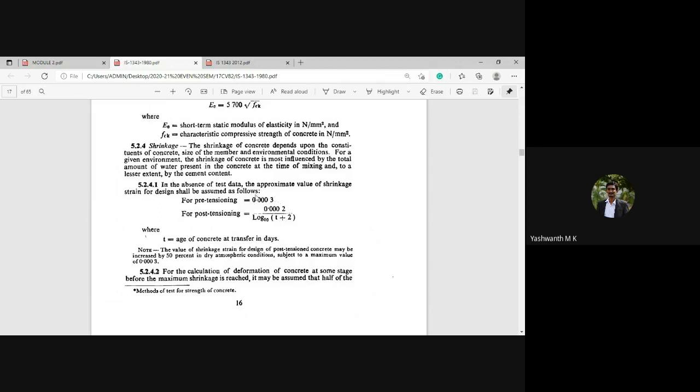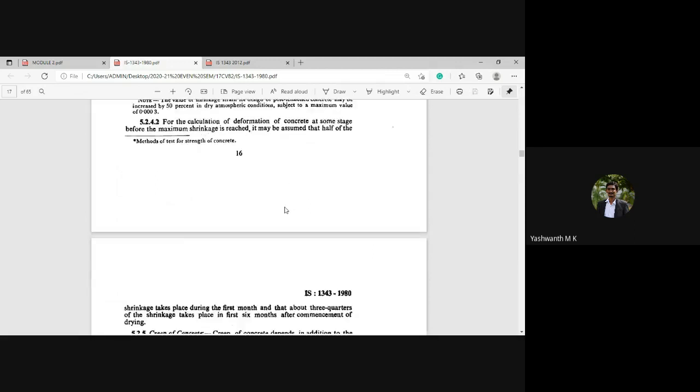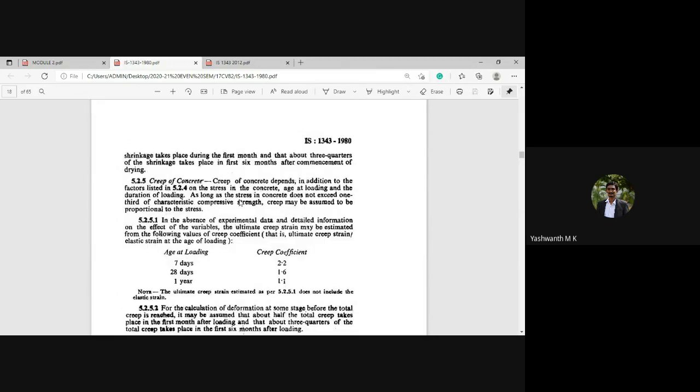For pre-tensioning, they have directly mentioned the values of loss of pre-stress due to shrinkage, and this is the formula we are going to use in the case of post-tensioning. So please note down, page number 16 clearly specifies the shrinkage we are going to consider while calculating the loss of pre-stress due to shrinkage of concrete. Is it clear? Like that, you can see the creep coefficient, very important.